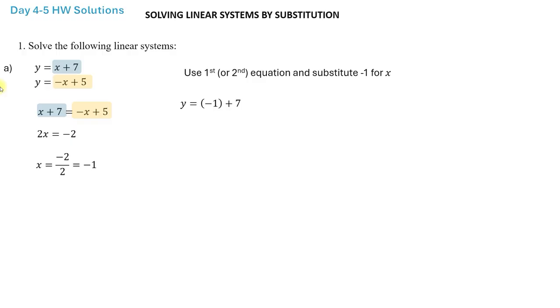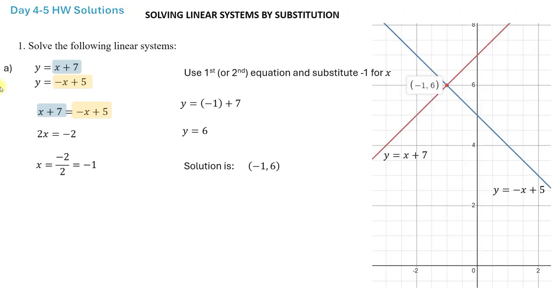In this example, I've decided to use the first equation. So I simply take the negative 1, substitute it in for x, and I get y equals negative 1 plus 7, which gives me a value of 6. So my x value is negative 1, my y value is 6, my solution is negative 1, 6. This is the intersection point. It doesn't ask for it, but if we wanted to, we could graph those two equations. And in this way, you can see visually that indeed the intersection point is at negative 1, 6.